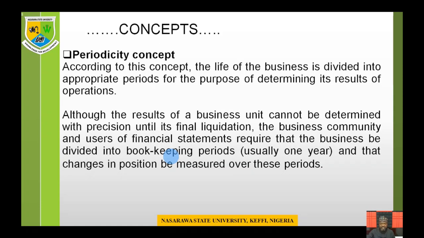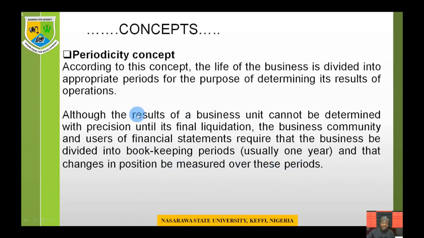Next is the periodicity concept. On the basis of this concept, we believe that the life of a business is divided into appropriate periods for the purpose of determining its results of operations. Although the results of a business unit cannot be determined with precision until its final liquidation, the business community and users of financial statements require that the business be divided into what we call bookkeeping periods or accounting periods. This accounting period or bookkeeping period runs for 1 year, i.e. 12 months, and changes in position are measured over these periods.